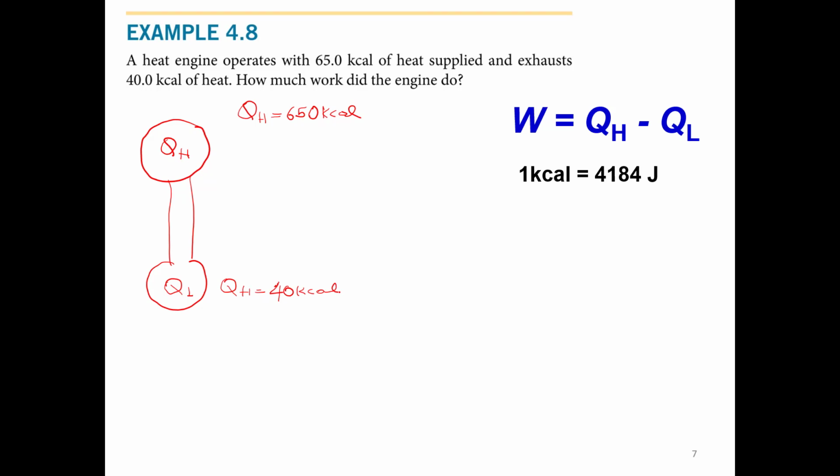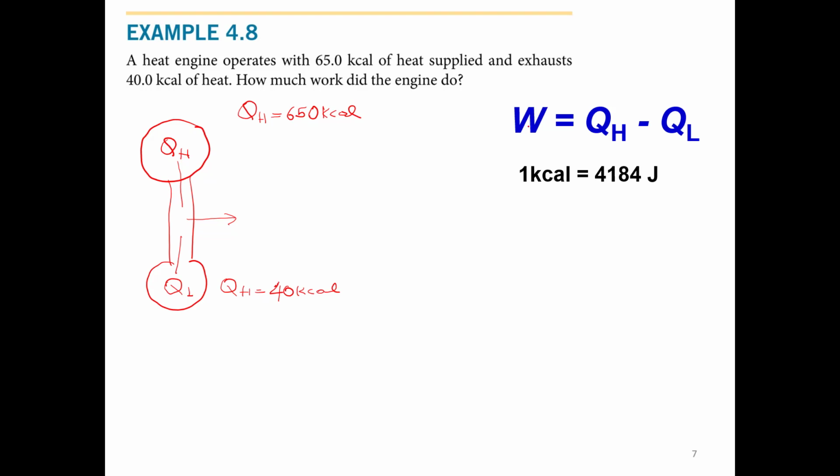Then we want to know how much work the engine did. If we had 65 and we lose 40, we know how much work this machine can do. Because if we had 65 and we lose 40, then we had 25 available to do some work. And this is the same as we had here.